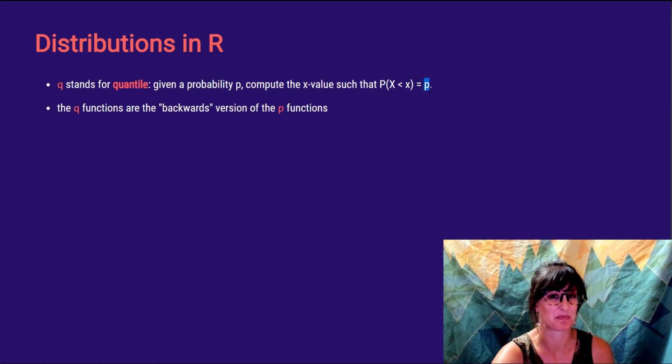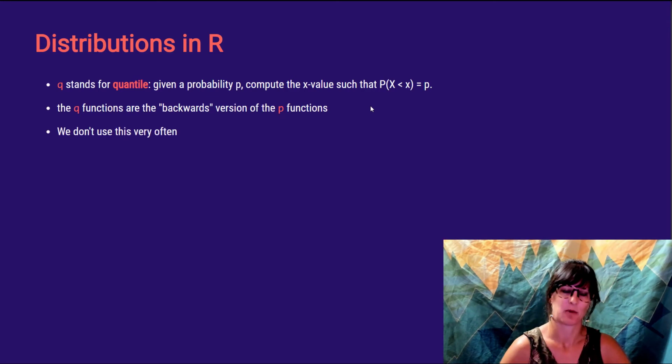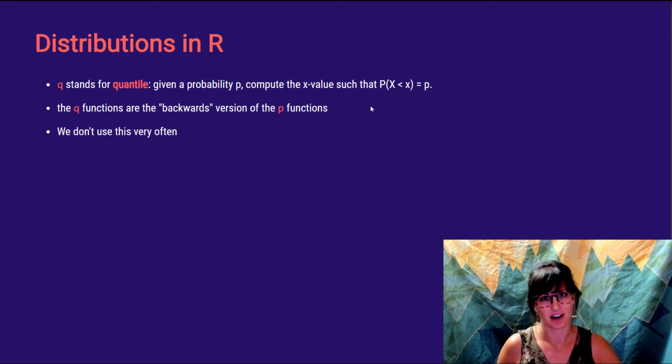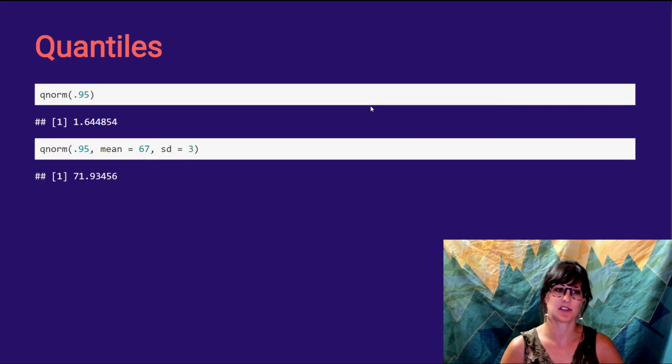It's kind of weird. I think of them as the backwards version of the p functions. We don't use them that often. There are contexts that you might need them if you become a statistician, but I don't find myself using these very often. But you should be aware of them, so let's just show how to read these.